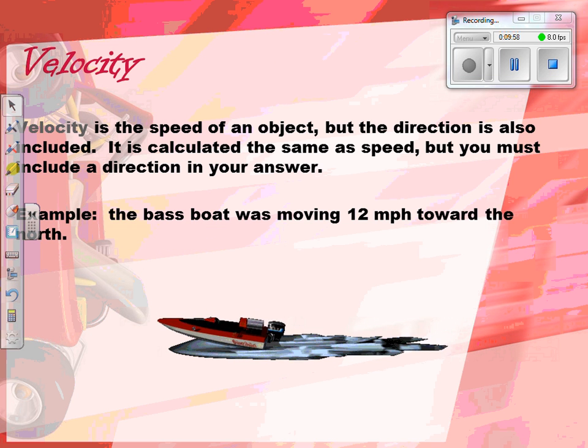Okay, now velocity, again, we talked about in class, is the speed of an object, but the direction is included. It is calculated the same as speed, so use the same formula, but you must include a direction in your answer when I'm asking for velocity. So the bass boat was moving 12 miles per hour north. It says towards the north here, but north is good.